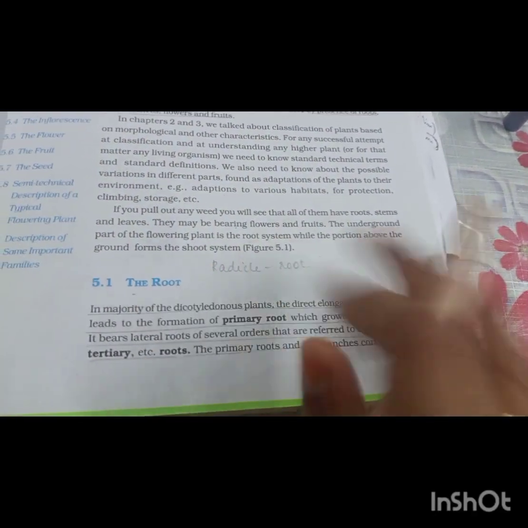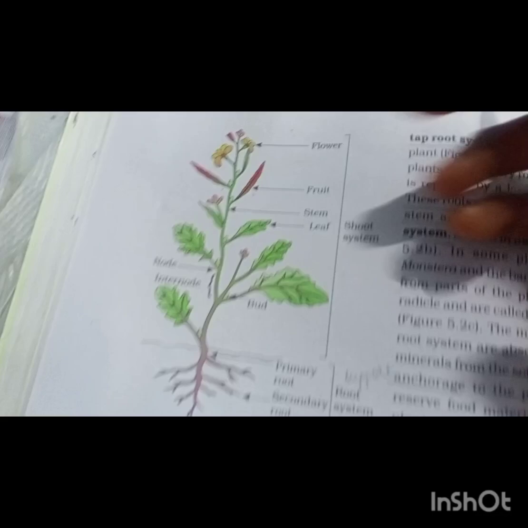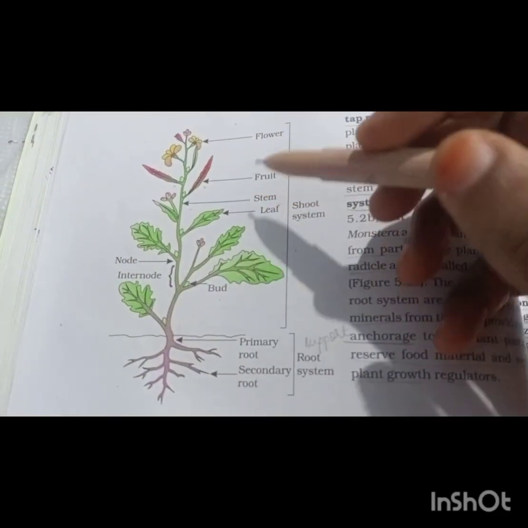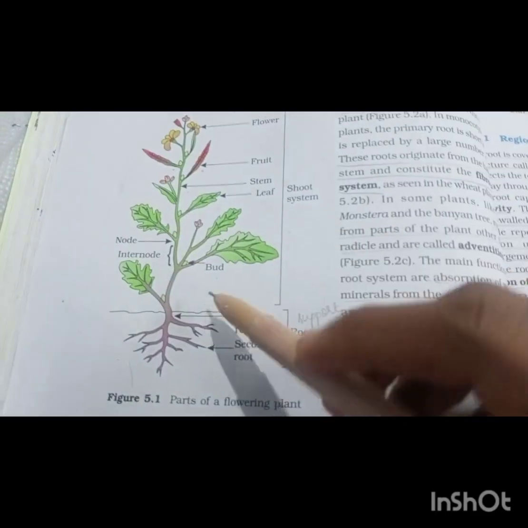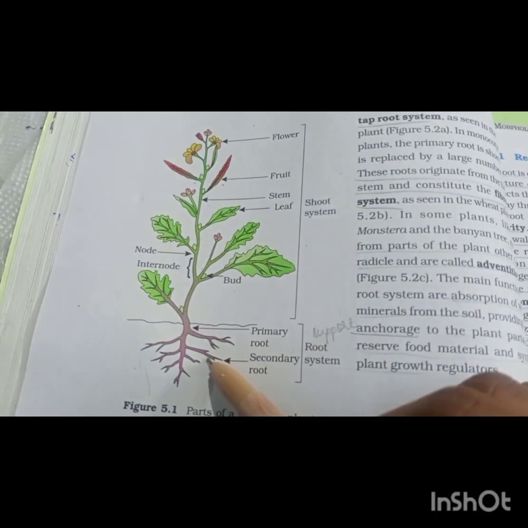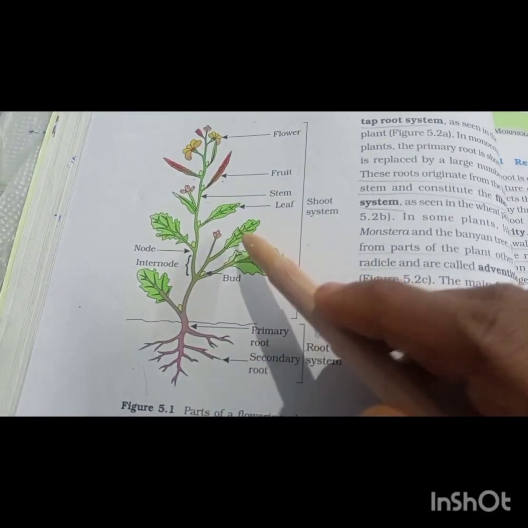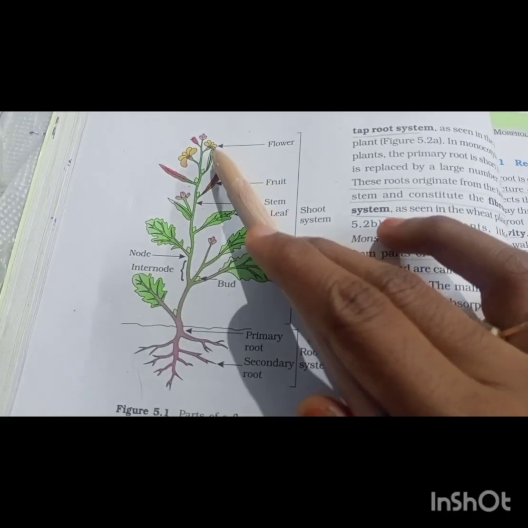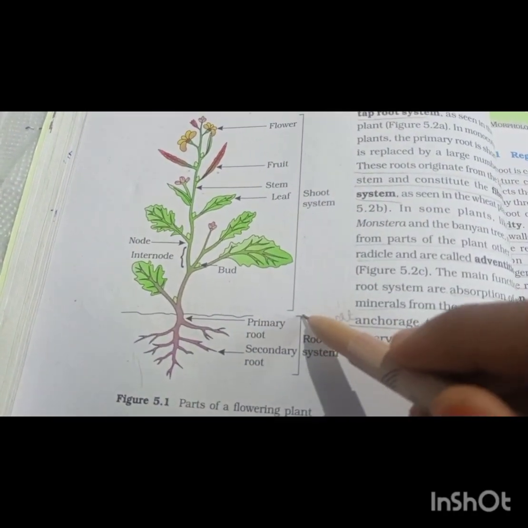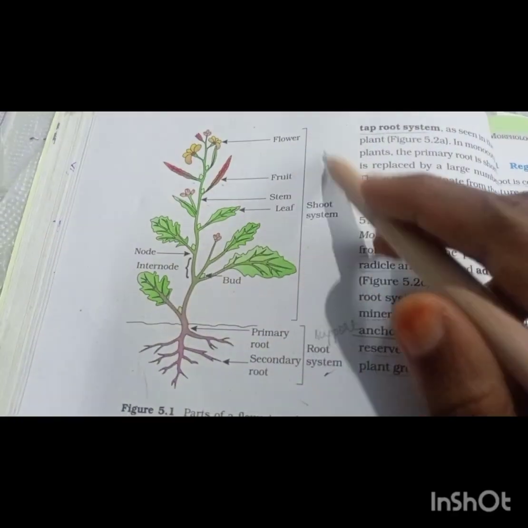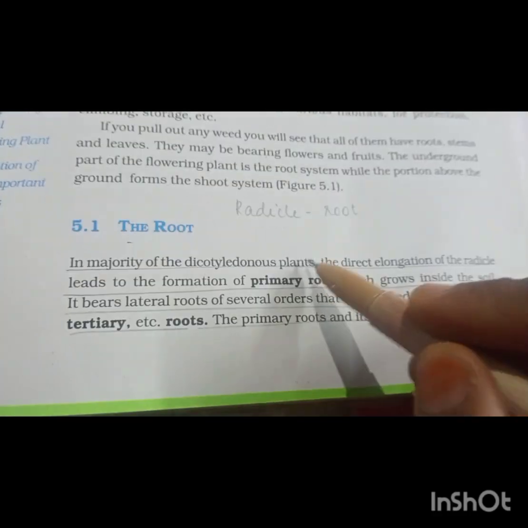So the first important part: from the lower class you have studied the parts of a plant, right? So shoot system and root system. Here you have leaf, stem, root, bud, fruit, flower. So these are the parts of a plant. The part below the soil is the root system and the part above the soil is the shoot system. So first thing first, we will see about the root.